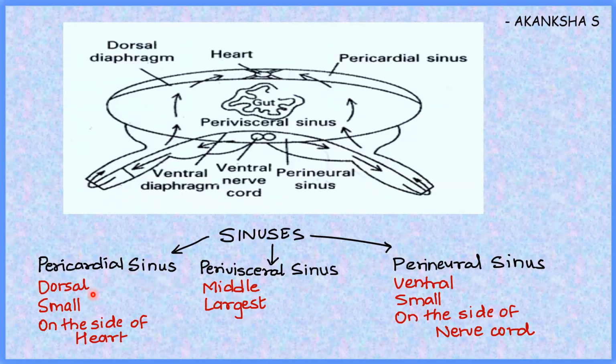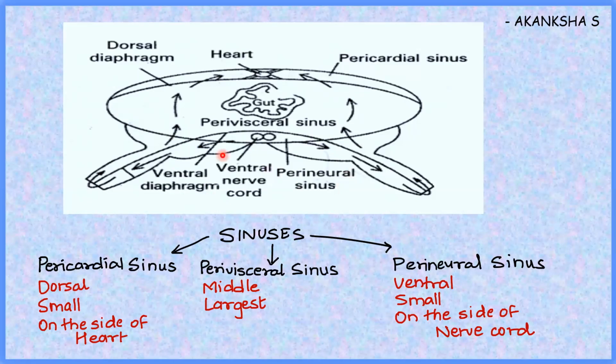Pericardial sinus is going to be on the dorsal side. So look over here. Dorsal diaphragm, just above it, there would be the pericardial sinus. Cardial means heart, right? So it's in the section of the heart. Perineural sinus is going to be in the ventral section. So the ventral diaphragm is going to divide out the perineural sinus. And neural itself gives you the idea. It is going to be on the side of the nerve cord.